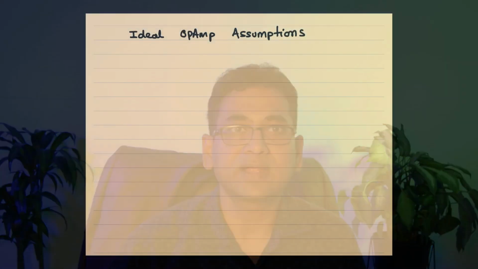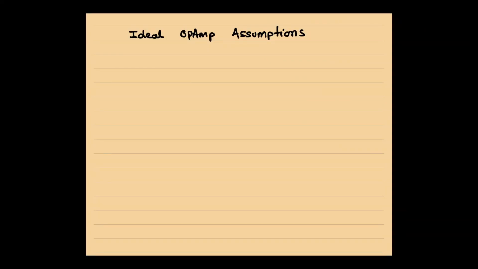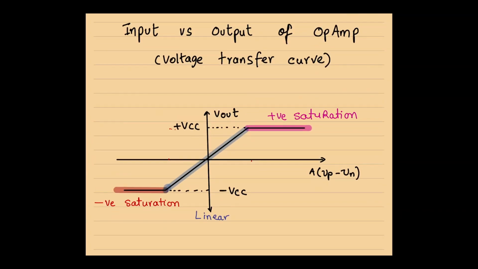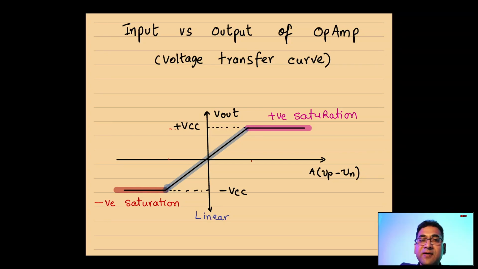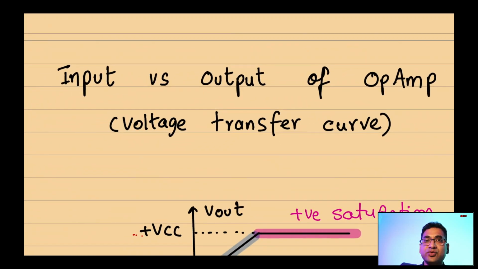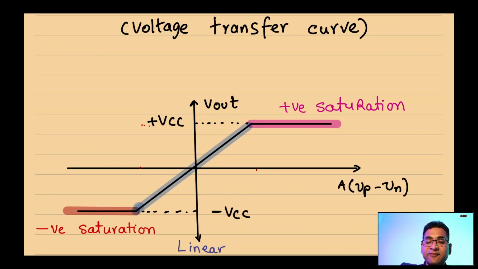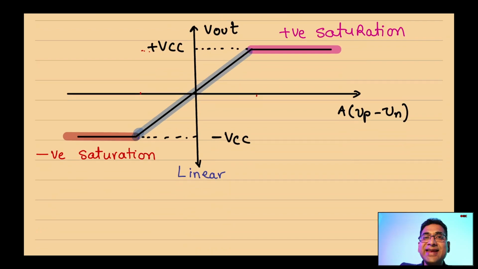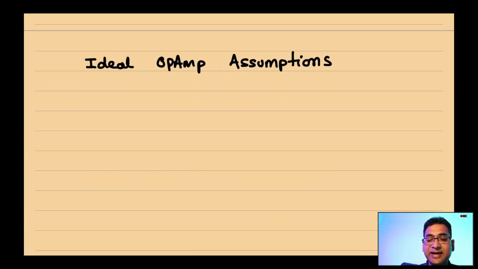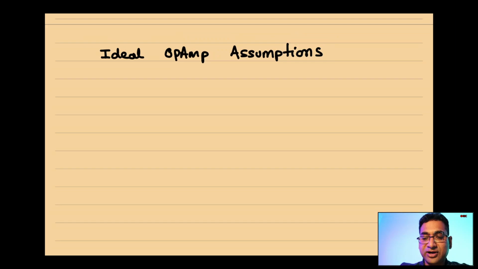Now, this is going to be a short video, a continuation of section 5.2. What we did in the last video was look at the relationship between input and output of the operational amplifier. They like to call it the voltage transfer curve. We saw that there are two regions of saturation and one region of linear operation, and we like to keep it in linear operation as much as possible.